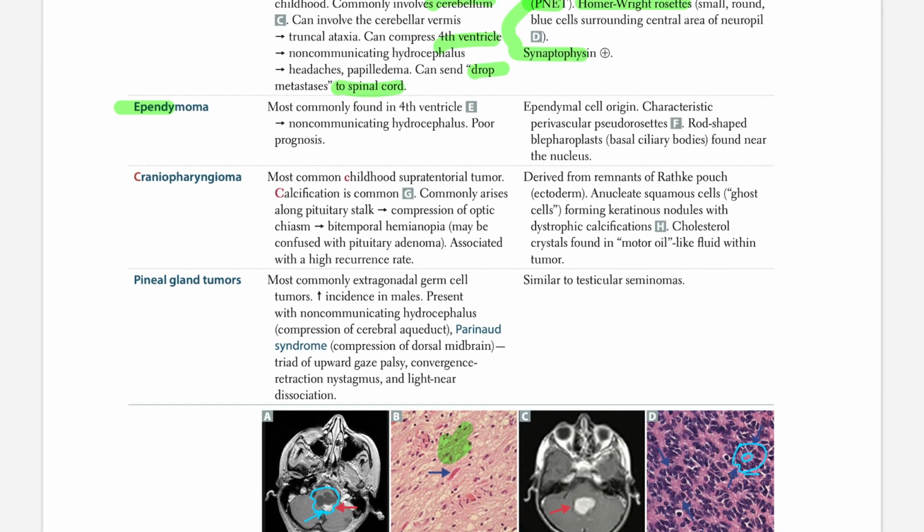Moving on with ependymoma. Ependymoma is most commonly found in the fourth ventricle, leads to non-communicating hydrocephalus, poor prognosis. Again, epen means ependymal cellular origin, which leads to characteristic perivascular pseudorosettes. Now, the top one was a proper rosette, meaning a proper rose-type structure was there. Here you have pseudorosettes.